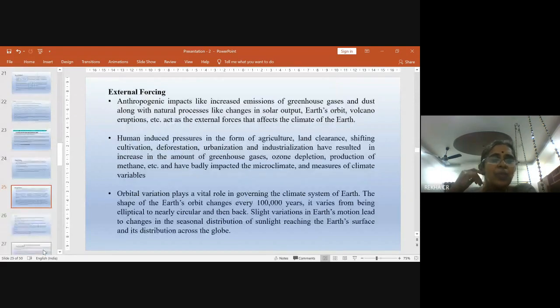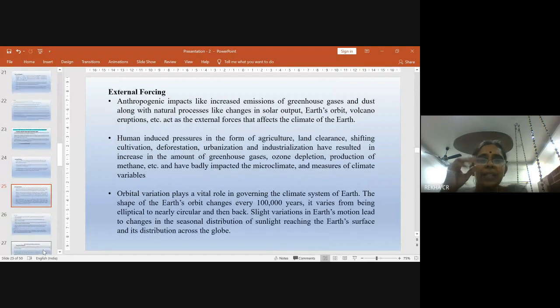So coming to the external forcing, the anthropogenic impacts, the human impacts like increased emission of greenhouse gases and dust, along with natural processes like changes in solar output, Earth's orbit, and volcano eruptions, act as external forces that affect the climate of the Earth. So human-induced pressures in the form of agriculture, land clearance, shifting cultivation, deforestation, urbanization, and industrialization have resulted in an increase in the amount of greenhouse gases, ozone depletion, and production of methane, and they have an impact on climate change.